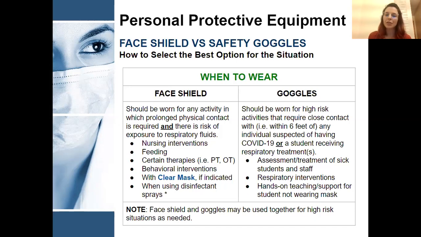Note that a face shield and goggles can be used together for high-risk situations. So in the event that you're more comfortable in a high-risk situation wearing a set of goggles and a face shield on top, you can do so.